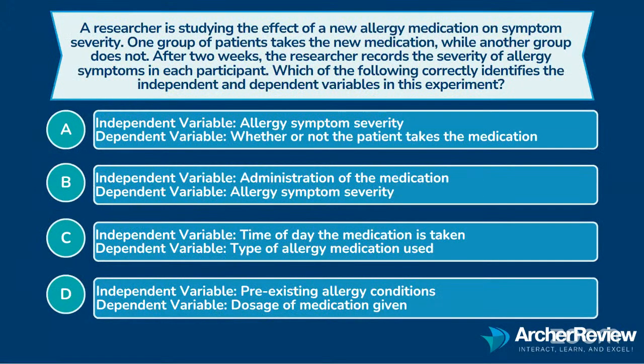All right, we have an example here. Let's check it out. A researcher is studying the effect of a new allergy medication on symptom severity. One group of patients takes the new medication, while another group does not. After 2 weeks, the researcher records the severity of allergy symptoms in each participant. Which of the following correctly identifies the independent variable and the dependent variables in this experiment?